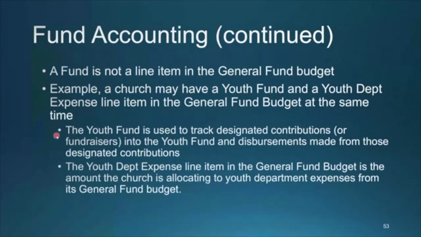So that's going to be tracked in the youth fund, and then disbursements are going to be made from those designated contributions. At the same time, in the general fund, there is a line item called youth department expense, and that is where the church has allocated money to cover expenses for the youth department. That could be for curriculum. It could help subsidize the cost of youth camp. There are many things that could be spent, and most churches will find there's always more opportunity to spend money than there is money available. So this is a good example of using a youth fund and a line item expense in the general fund for youth expenses.